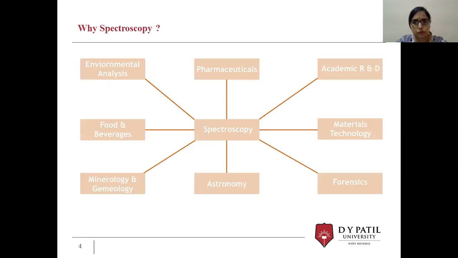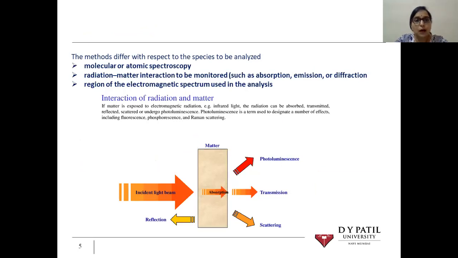So now, why spectroscopy? Why are we learning spectroscopy? Because it has wide applications. It has its use in environmental analysis, pharmaceuticals, academic R&D, food and beverages, materials technology, forensic sciences, astronomy, and lot more fields. So now the methods that differ with respect to the species to be analyzed can be categorized into molecular or atomic spectroscopy, or it can be a radiation to matter interaction, or it can also be understood in terms of which region of electromagnetic spectrum is being used for the analysis.